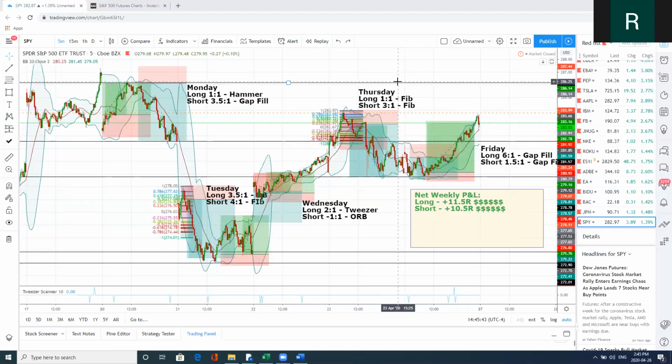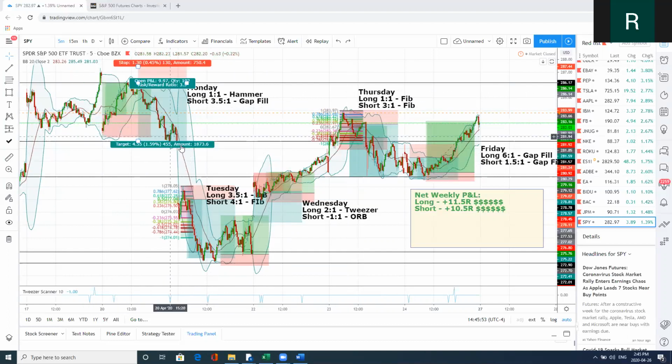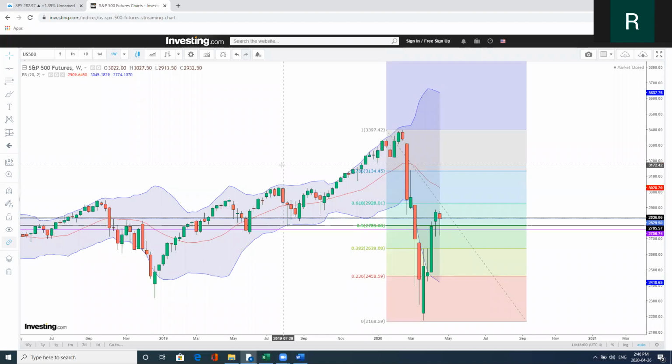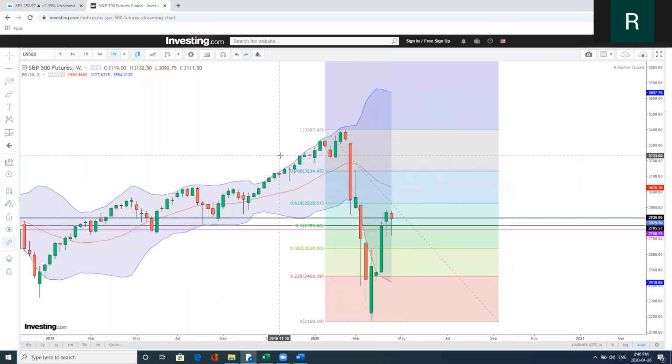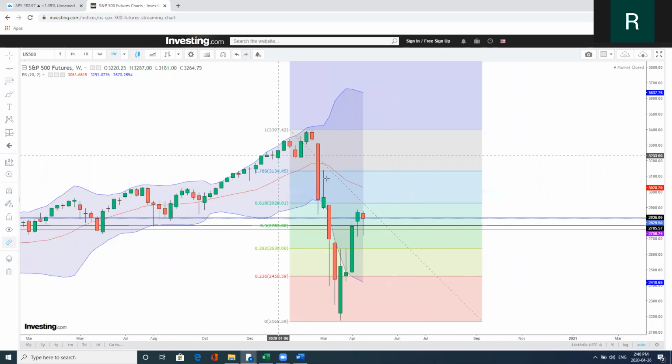So I'm going to start off first by looking at what the market view was before we entered Monday. I have each one of these 5 minute time frames representing a certain day, and I've mapped out each opportunity. So let's look at the weekly chart first. It's always important to start with the higher time frames because that gives you an idea of where the momentum is coming into this week.